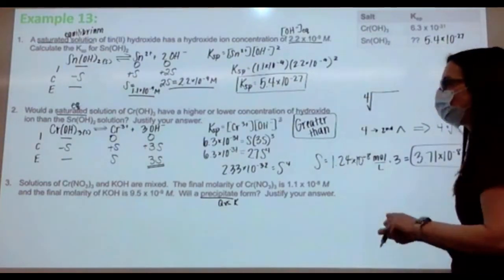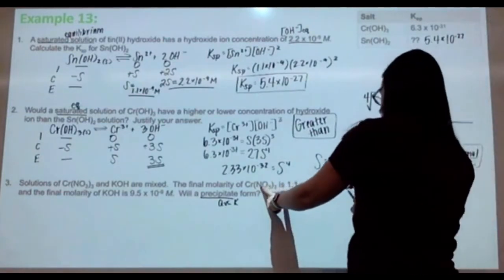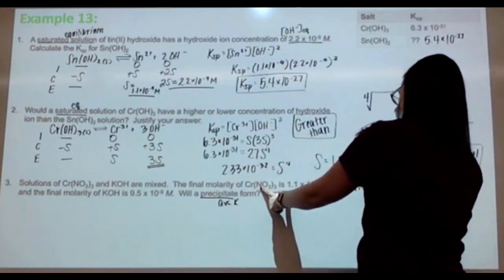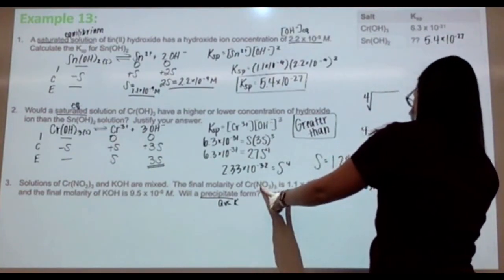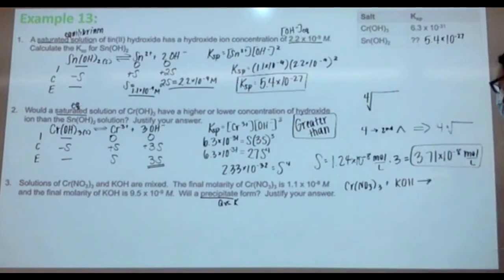Now, we have to think a little bit because they gave us 2 KSP values here. I'll think about if you had chromium 3 nitrate and potassium hydroxide, think about which of these two would be a product. Right? There's no tin in here anywhere. So the product that we would be looking for is the chromium 3 hydroxide. That's the KSP that we're working with.